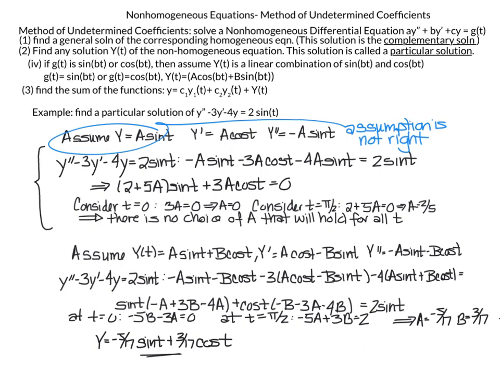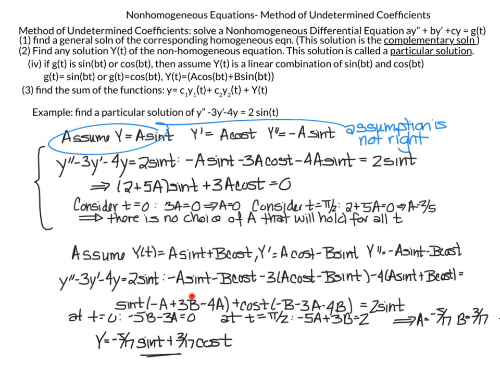And what we get is y double prime, which is equal to minus a sine of t minus b cosine of t, which is here, minus 3 times y prime, which is a cosine of t minus b sine of t, which is here, and then minus 4 times y of t, which is a sine of t plus b cosine of t, and remember that is going to equal 2 sine of t, which I have here. And also here, I gathered all my sines together and all my cosines together on the left-hand side and set it equal to 2 sine of t.